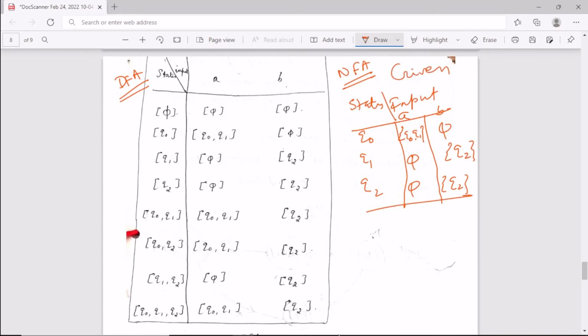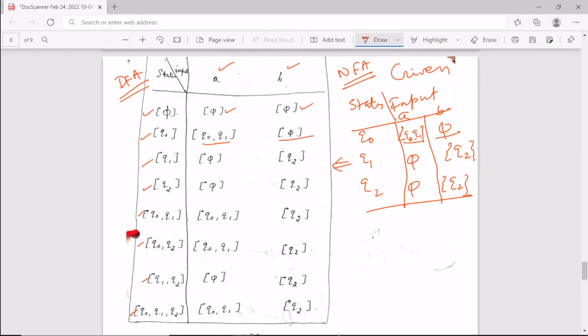From this, we can construct an equivalent DFA. For that, write down A and B, the two input symbols. We have totally 8 states. For these 8 states, the first one is the empty state. By reading an input symbol, whether A or B, in the empty state, you stay at the same state. Next, for Q0, you have [Q0, Q1] and phi.